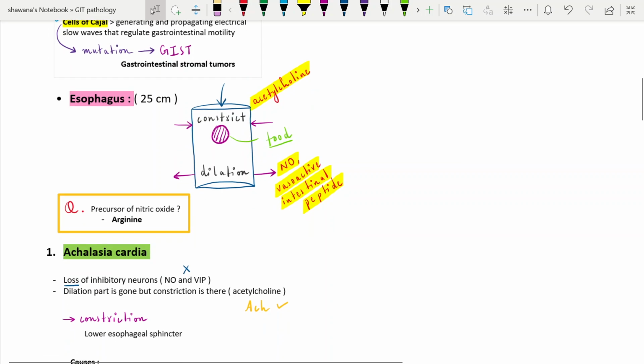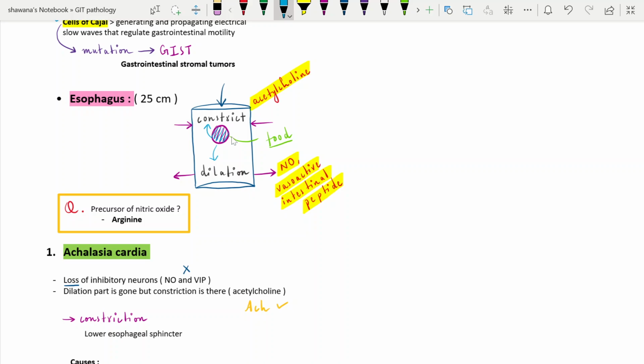First of all, the length of the esophagus is 25 centimeters. And what about the physiology? When we ingest a bolus of food, it is passed through the movement of peristalsis. For example, here is the bolus. The proximal part of the esophagus will constrict or contract, and the distal part will relax or dilate so as to pass the food.